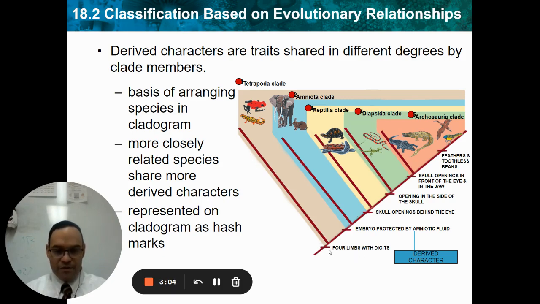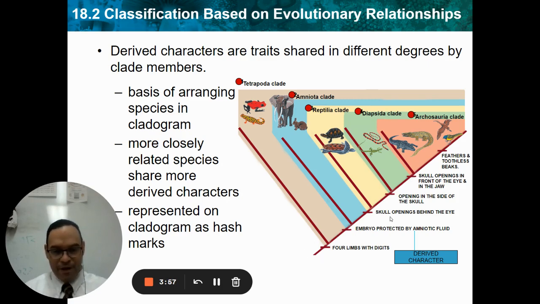So again, everything in this cladogram has 4 limbs with digits. So that means it's got 4 legs with toes of some kind, right? And as you go up this chain, each and every step will give you a new unique character. So embryo protected by amniotic fluid, that's new to these guys. Okay, amniota clade. A skull opening behind the eye, that's unique to them. But they also have embryo protected by amniotic fluid. And they also have 4 limbs with digits. And if you look at the skull opening in front of the eye and jaw, right? These guys have all of these things as well.